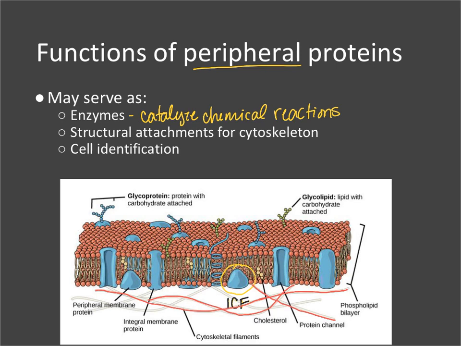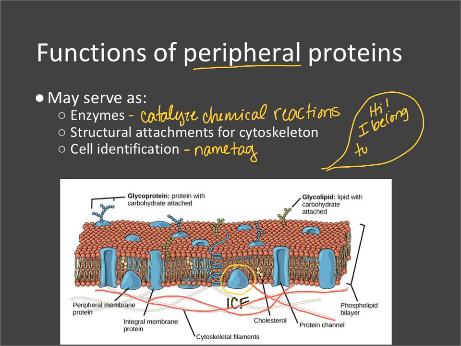Peripheral proteins are also involved in helping to give the cell identification. So you can think of this identification as almost like a name tag. So kind of identifying the cell as belonging to an individual. So it's kind of like, hi, I belong to Lauren. So all of my cells have an identifier that identifies them as belonging to me. Now, someone else's cells are going to have a different name tag or a different identifier. Also, pathogens like bacteria have a different cell identification on them.